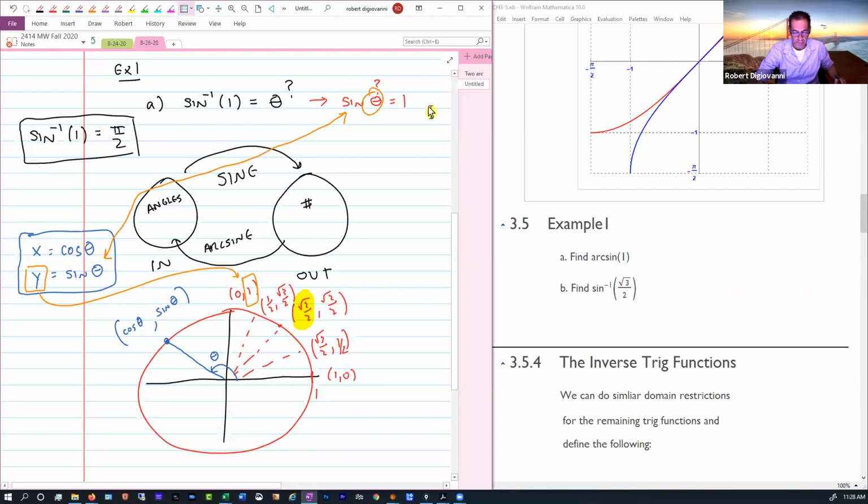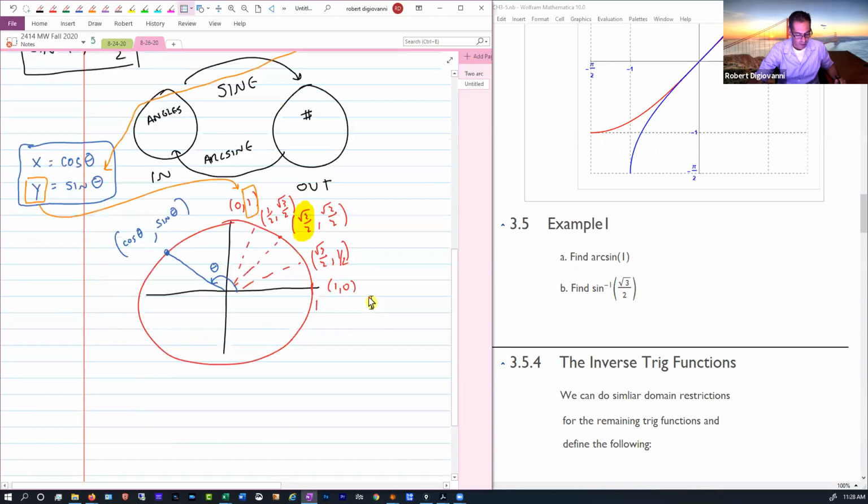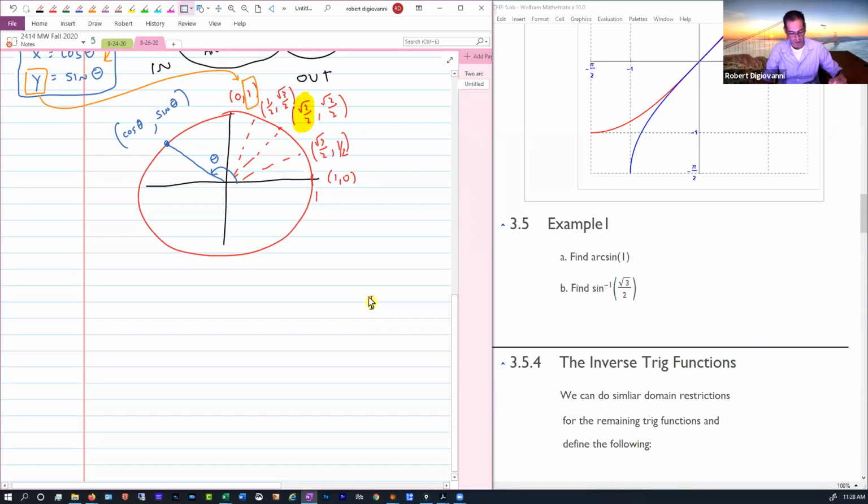Let's do another one. I might be able to squeeze this one in below. Let me try this one. So part B, we're going to do arc sine of root 3 over 2. Again, what we're saying to ourselves is, sine of what angle is root 3 over 2, which really means where is your y value, root 3 over 2, on the unit circle?